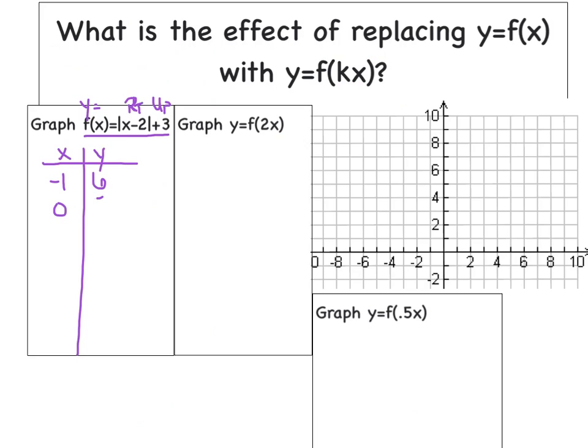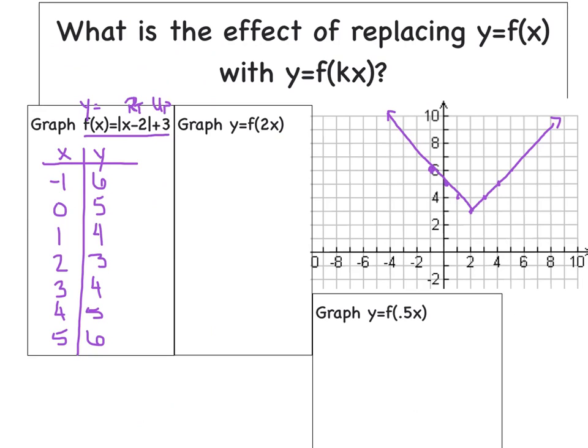And here's what my calculator spit out. What I'm going to do is transfer all of these points onto my graph in a split second. And we expect to see a nice V graph with a vertex at (2, 3). So that's our original function.